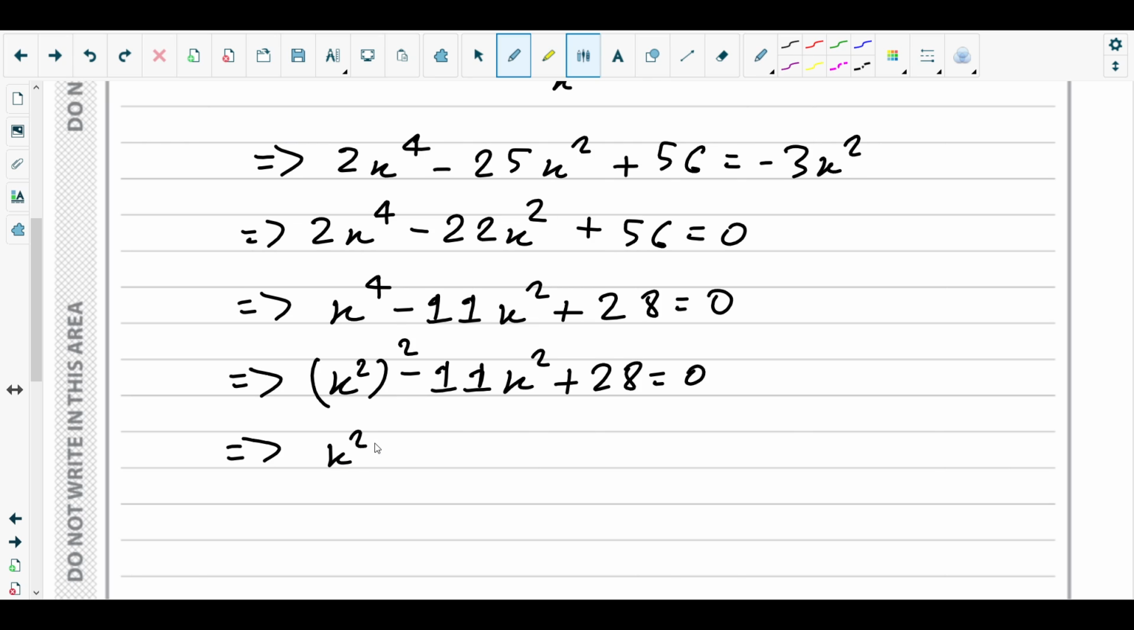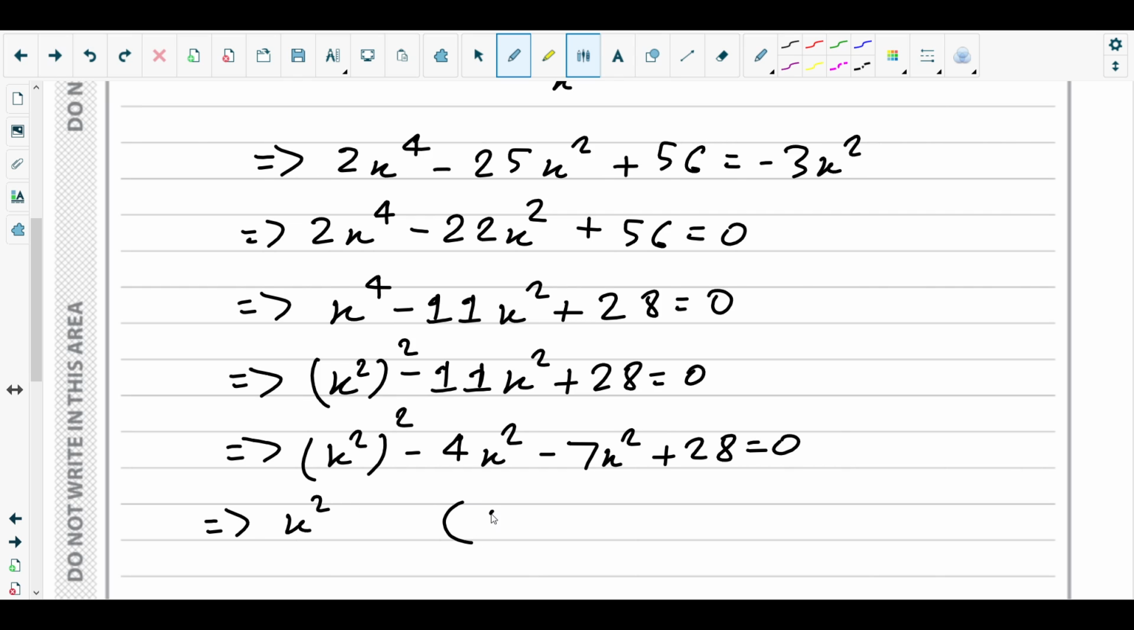So (x squared) whole squared minus 4 x squared minus 7 x squared plus 28 equals to what? 0. So we can take x squared common from here. So if you take x squared common, then you will have remaining x squared minus 4, and then you can take negative 7 common from here. So you will get what? Again x squared minus 4. So this is the middle term.